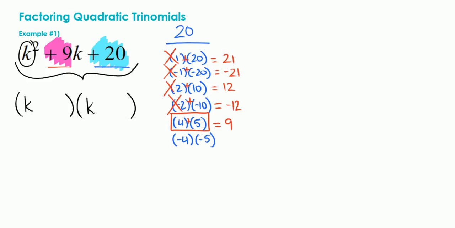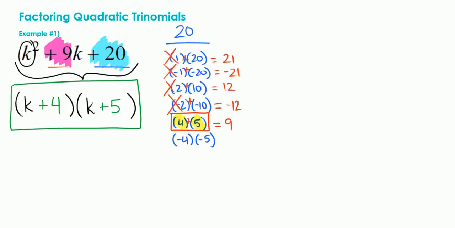Now I take each factor and add it to each variable inside the parentheses. So first, I'm going to take my factor of 4. I'm going to add that to k in the first set of parentheses because it's a positive 4. Then I'm going to take my other factor, 5, and add that onto k in the other set of parentheses. And voila, we have factored our quadratic trinomial into k plus 4 times the quantity k plus 5.